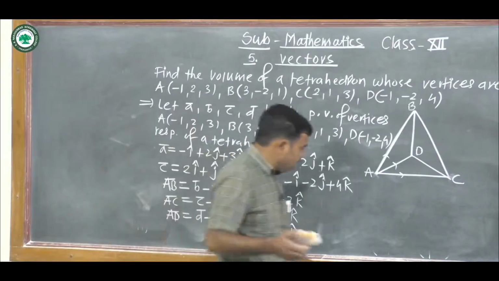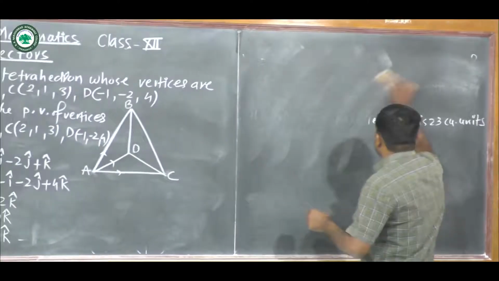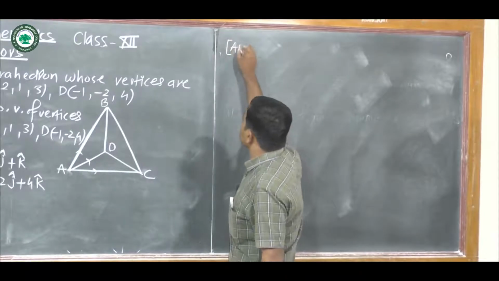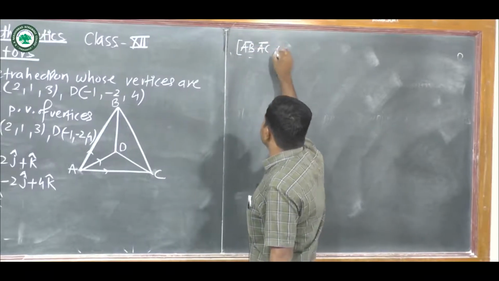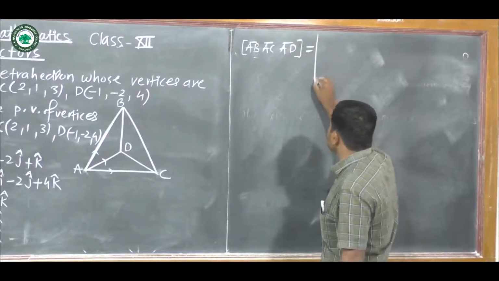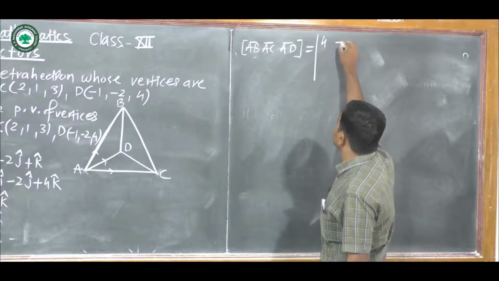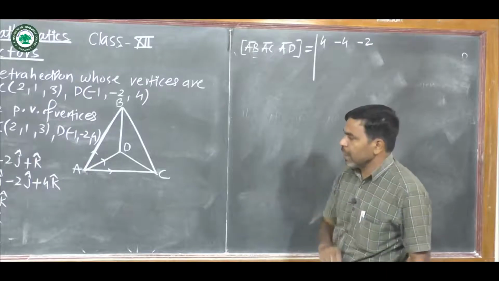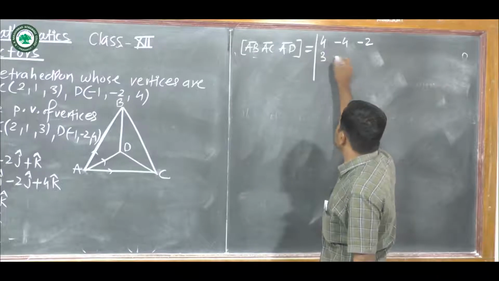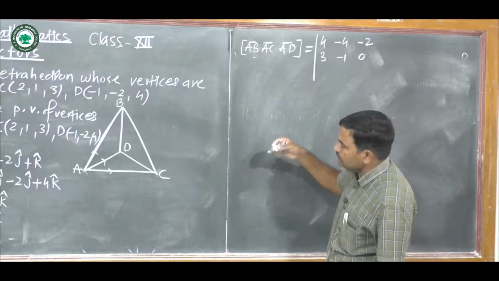Okay, now here we have AB bar, AC bar, and AD bar. Now find the box product of AB bar, AC bar, and AD bar. It is equal to a 3 by 3 determinant. The coefficients of i, j, k in AB bar are 4, -4, -2. The coefficients of i, j, k in AC bar are 3, -1, 0. And the coefficients of i, j, k in AD bar are 0, -4, 1.